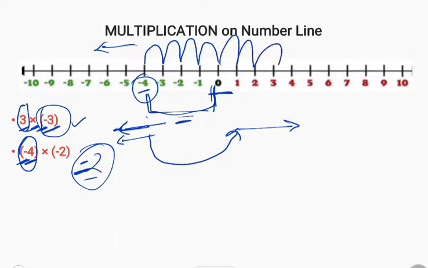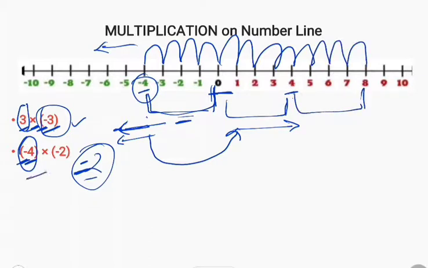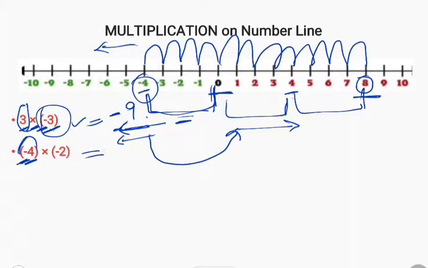1, 2, 3, 4, these 4 steps, we reach till 4 when we did it once, and we have to do it again. 1, 2, 3, 4. So this is the second time we have done it, 4 into 2, and we reach till 8. So earlier when we did 3 into minus 3, the answer was minus 9. And now when we did minus 4 into minus 2, we reach till 8. So the answer is 8.